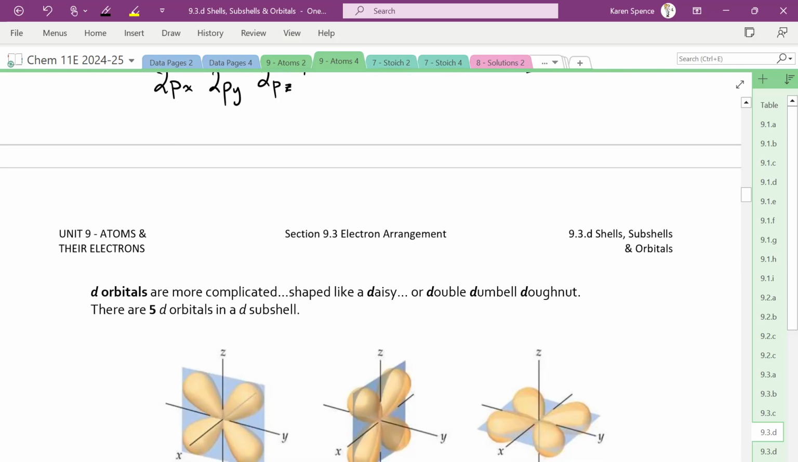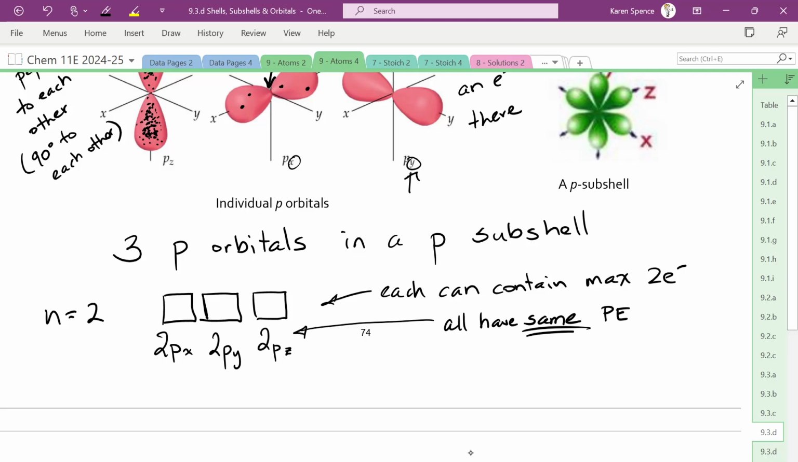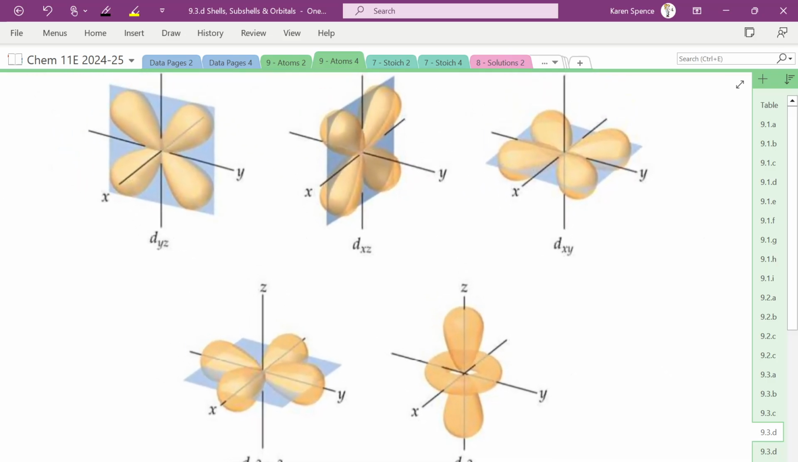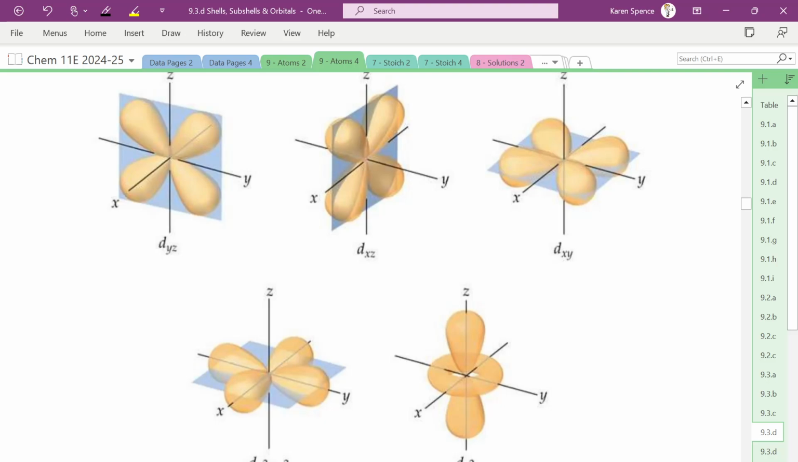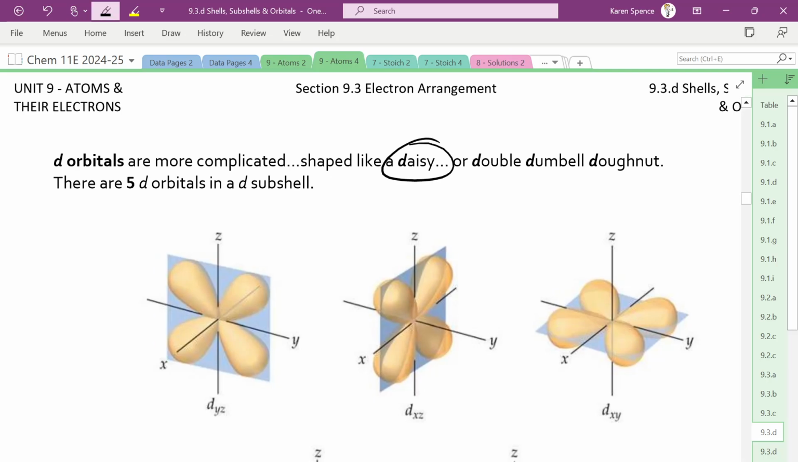Now, D's. These are going to make you so happy because you remember how I said all the P's are identical, which is why they all have the same energy. Well, the D's are all identical except for the one, dz squared. But in terms of energy, apparently it is identical to the other ones. So we have, I call the D ones the daisies. Okay? D for daisy. Sometimes people will call it the double dumbbell donut because you have a dumbbell here, right?